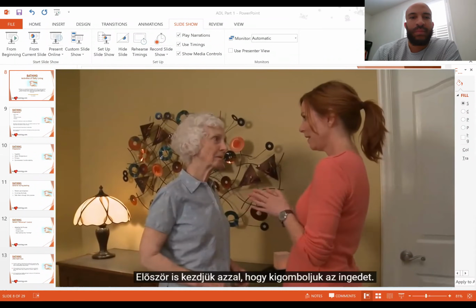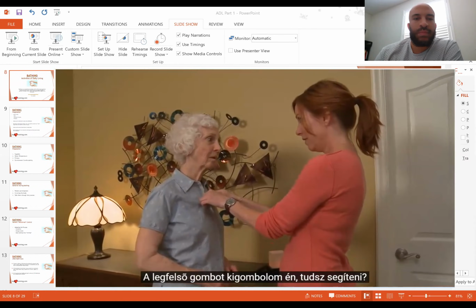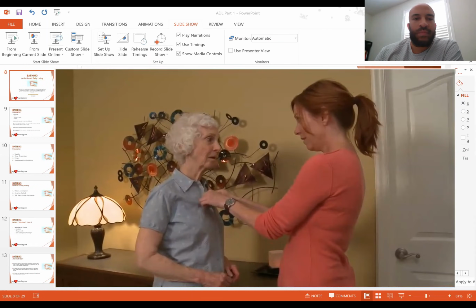So first, let's start by unbuttoning your shirt. I'm going to do the top button, and then can you help? I'll pause it here. So just notice how she's getting the patient involved, and she said, "Can you help?" So she's getting the patient. That's patient participation. We talked about that, and if you remember, she approached her on the sofa a lot differently than in the first video.